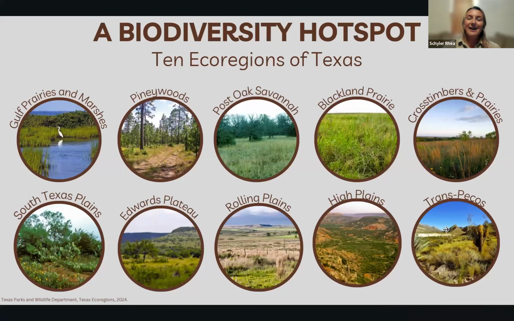Okay, so here in Texas, we have 10 ecoregions. And I do like to consider Texas a biodiversity hotspot. We are a very unique state because of how many different unique ecoregions that we have. Thousands of native animals and species can be found throughout Texas with over 800 different unique habitats.